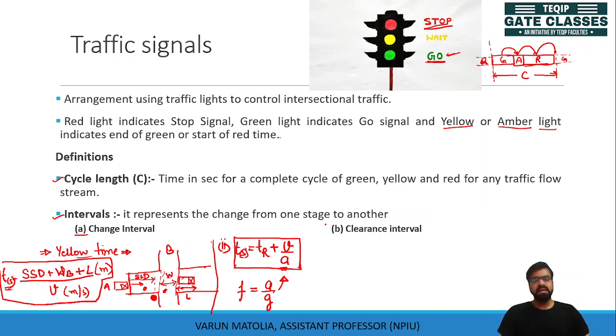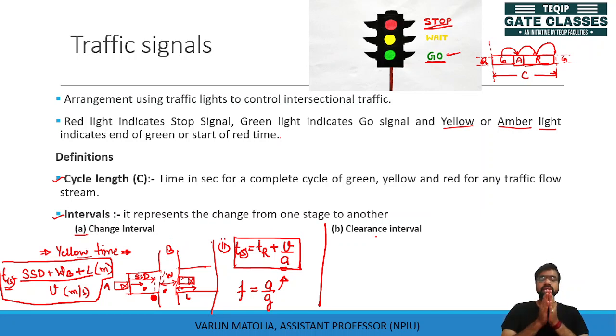Next one is clearance interval. What is clearance? Whenever your waiting time or your yellow time finishes, your red time starts. At that point, if there is any vehicle on the intersection, it is very dangerous for the vehicles which are coming from the other direction after their green light.